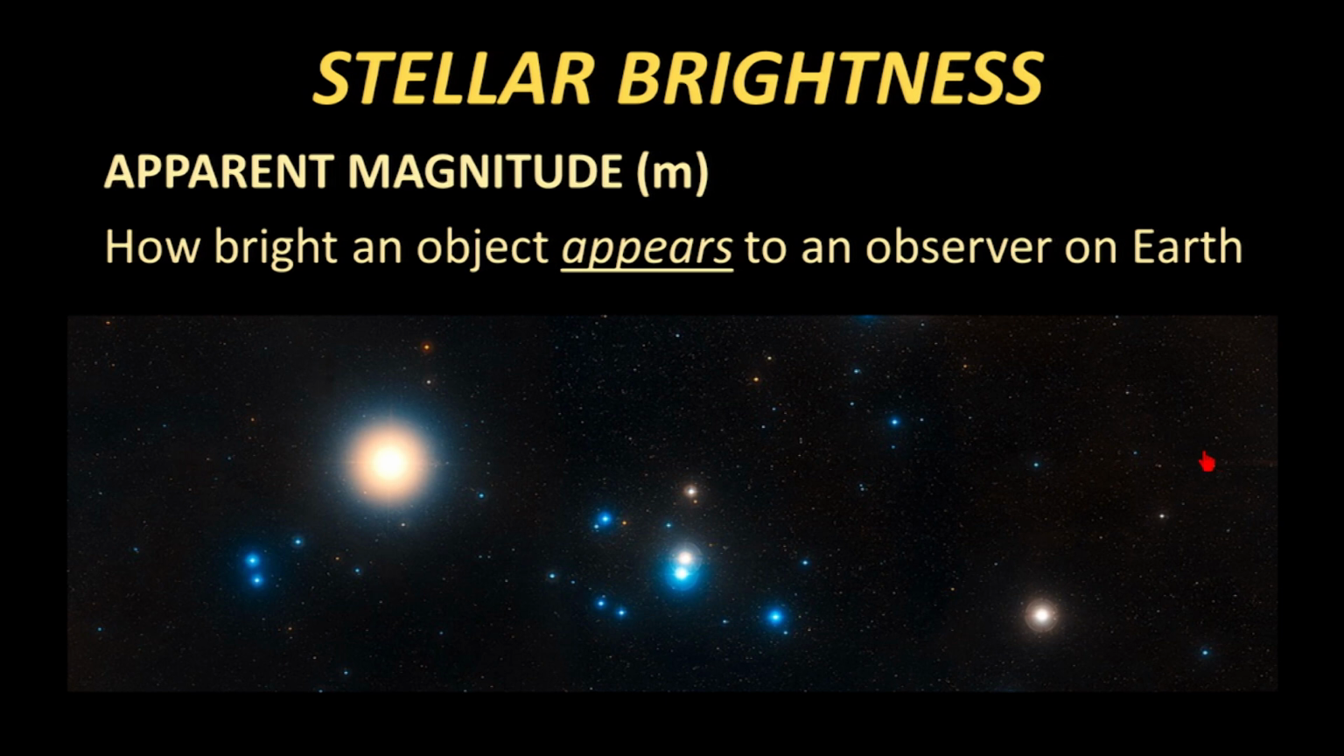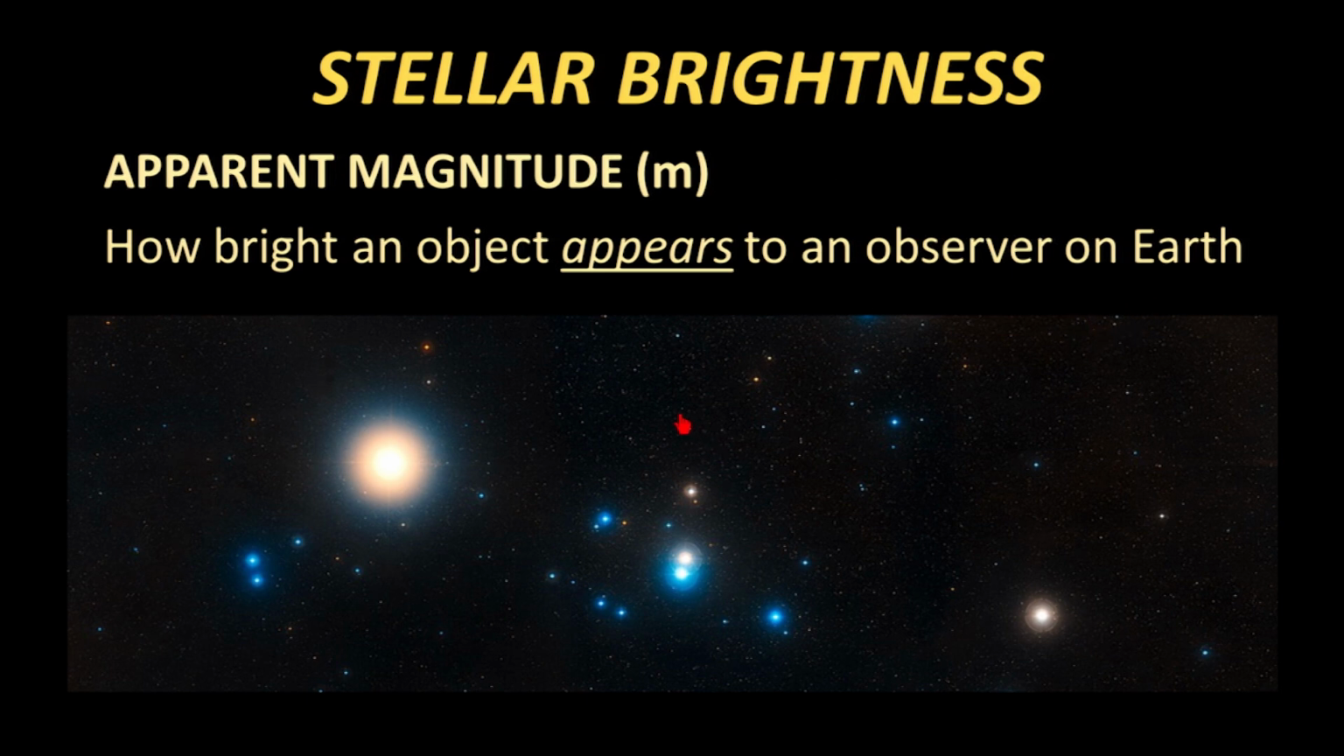It could be any object. It could be how bright a galaxy appears, how bright a planet appears, or how bright a star appears. But the important thing is it's how bright the object appears to somebody on the Earth looking out into the sky, looking out into the universe.